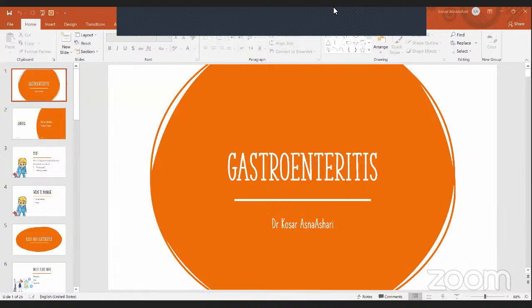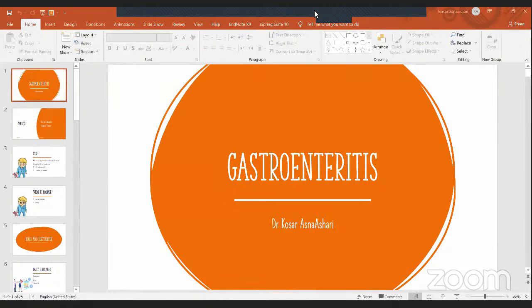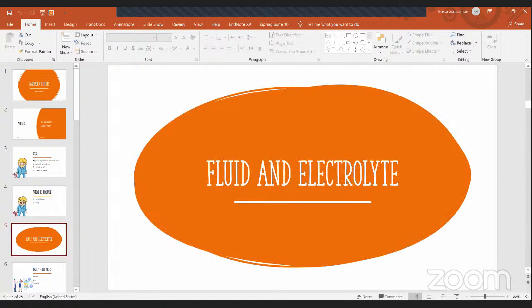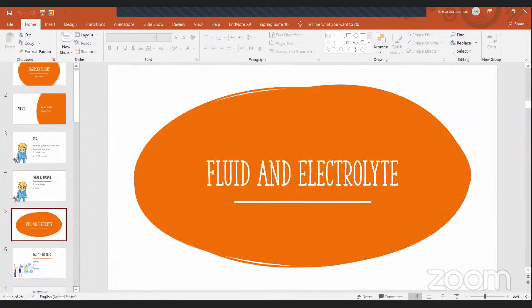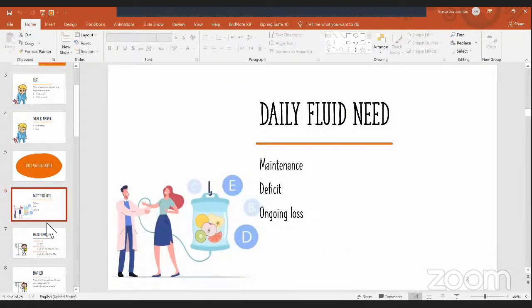If you were present in our last class, we talked a little bit about gastroenteritis. Feel free to ask any questions if you had any about the contents of the previous session, okay? We talked about the case with gastroenteritis. We emphasized the importance of compensating for the fluid that the patient has lost, for the maintenance, for deficit, and for ongoing loss.